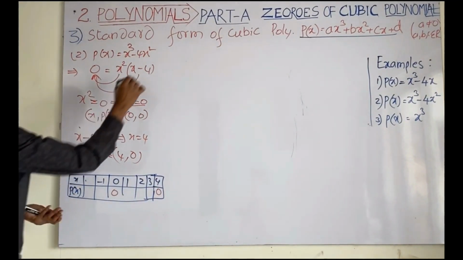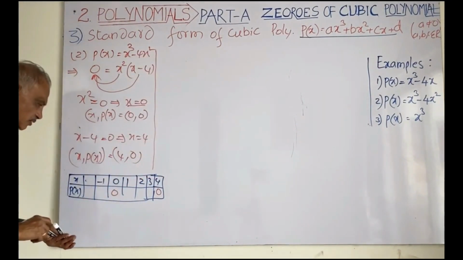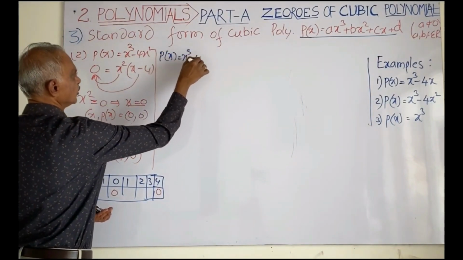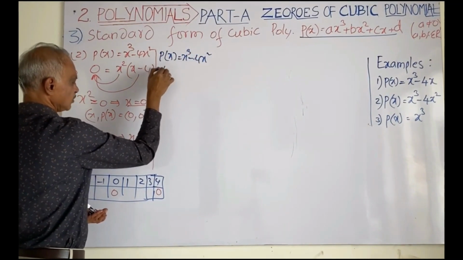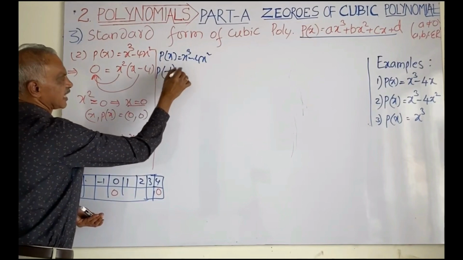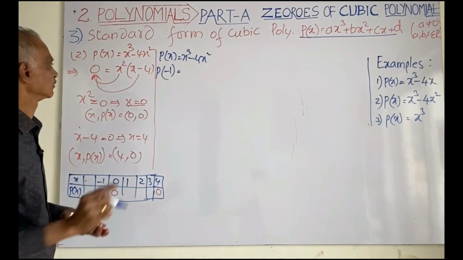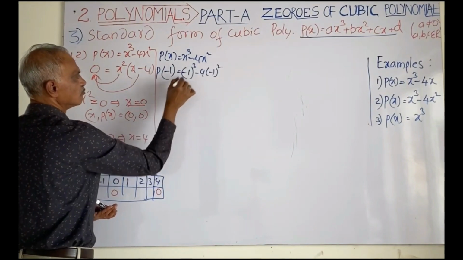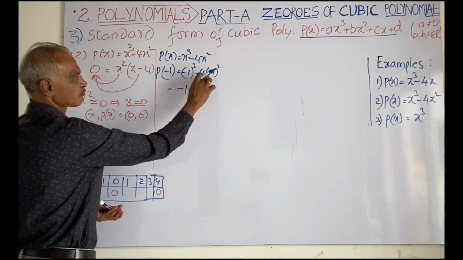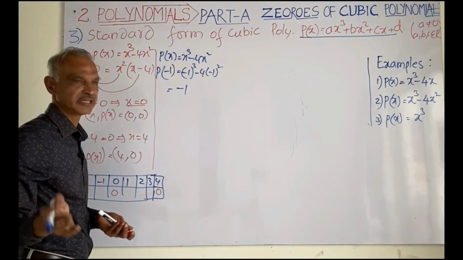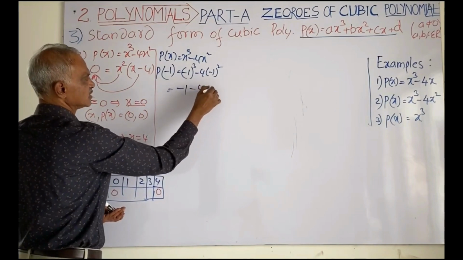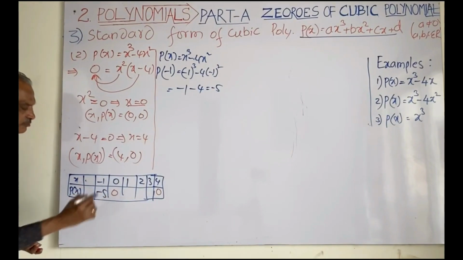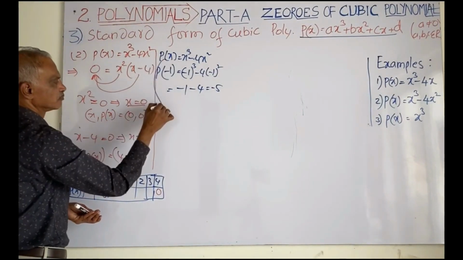Now we will find the next. What is p of x here? x cube minus 4x square. Now I will substitute minus 1 here. X coordinate is minus 1. What is the y coordinate? Minus 1 whole cube minus 4 into minus 1 whole square. Minus 1 cube means minus 1. Minus 1 whole square, minus 1 into minus 1, is 1. 1 into minus 4. This is minus 5. When x coordinate is minus 1, the y coordinate is minus 5.